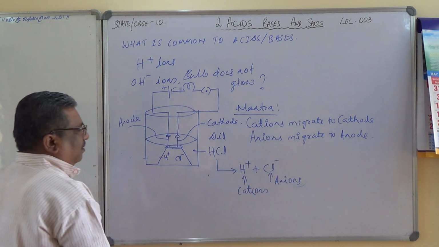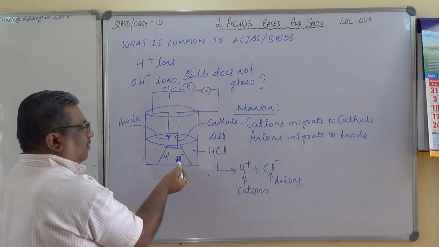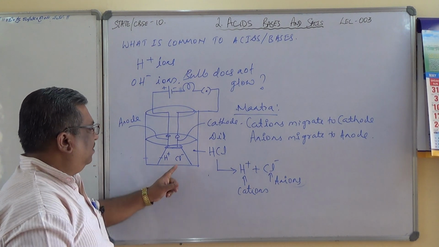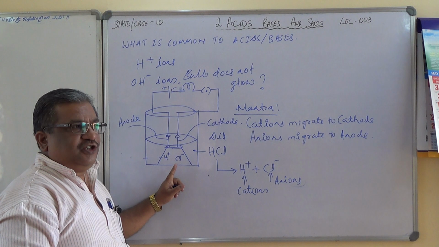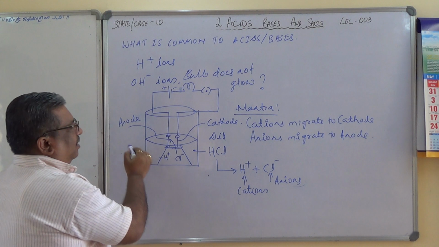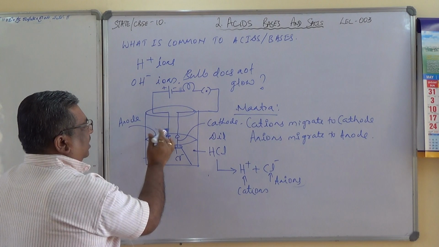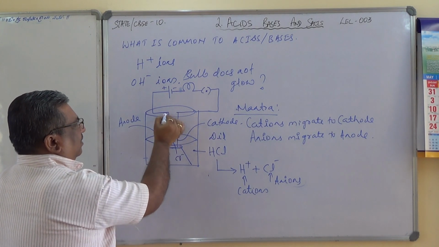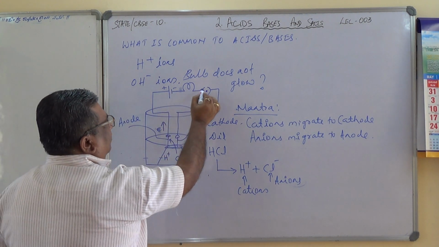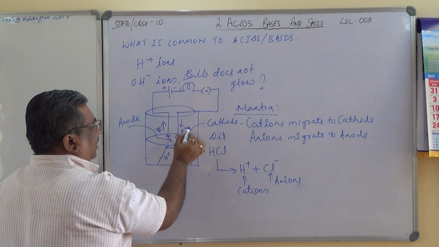How does the electrical conductivity take place? Cations migrate to cathode, anions migrate to anode. Listen here. What are anions? Chloride ions are anions. Chloride contains excess electrons, therefore it is an electron rich species. It migrates to the anode and donates an electron. The electron starts moving towards the positive terminal, and again here the electron comes back and stands over here.